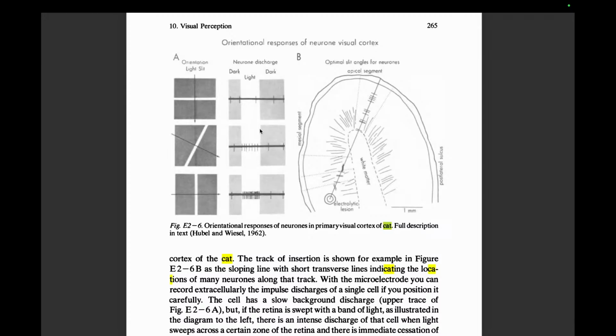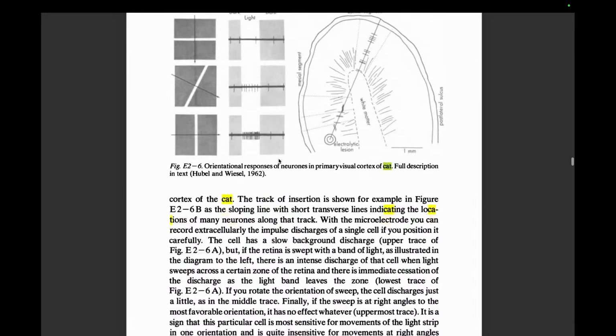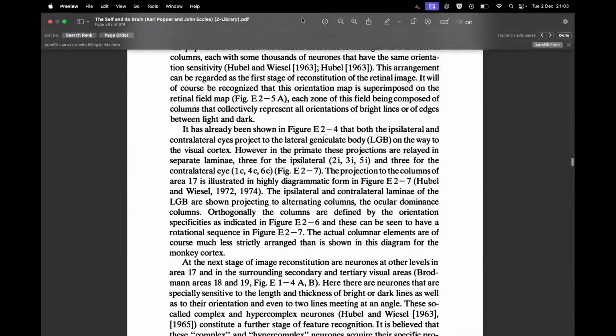Okay, so this is an experiment from the 60s. You can feel free to look at this. I highly recommend it. It's very interesting.